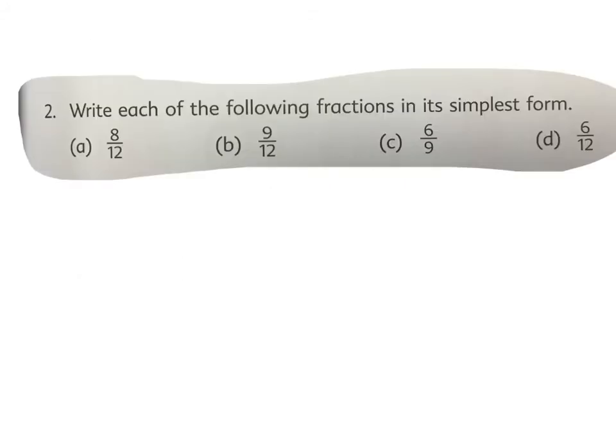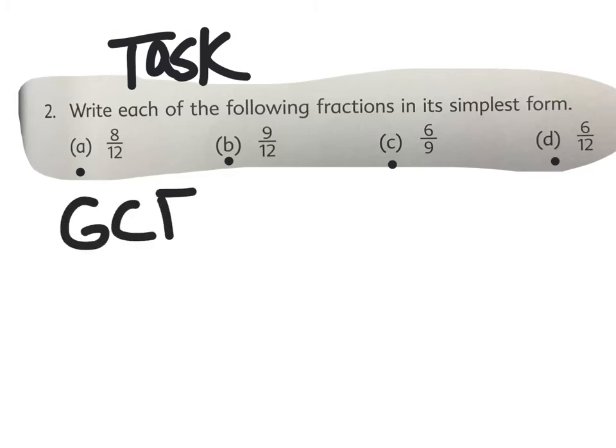Now what I want you to do is attempt number 2 in tasks. Go to your tasks part of your notebook and put 2A, 2B, 2C, and 2D. What I want you to do is write each of the following fractions in simplest form. So you're going to find the greatest common factor for both the numerator and the denominator and divide by that. Pause this, try to complete A through D, and once you're done, come back and you will see the answers.